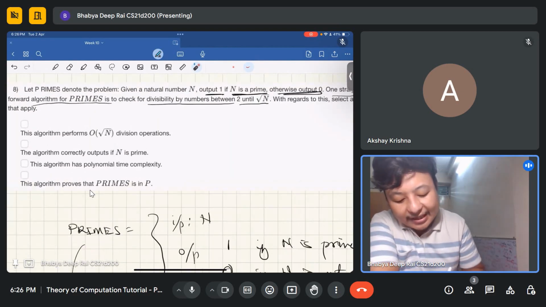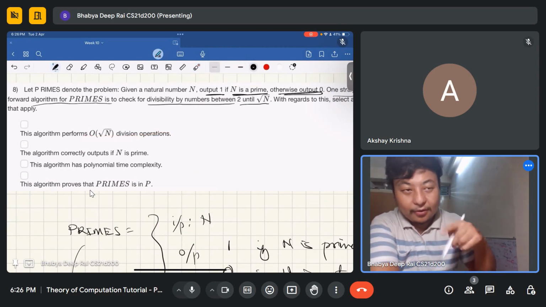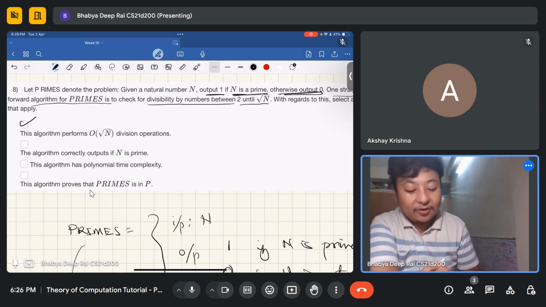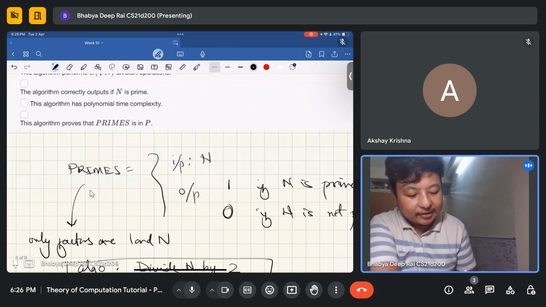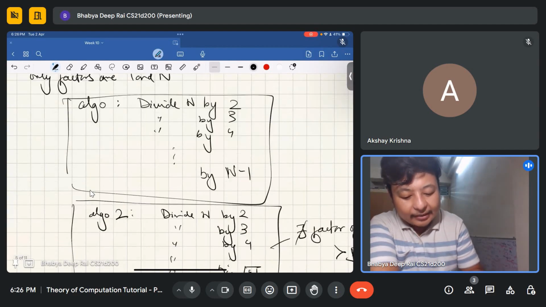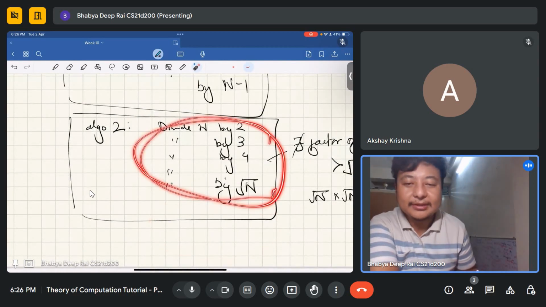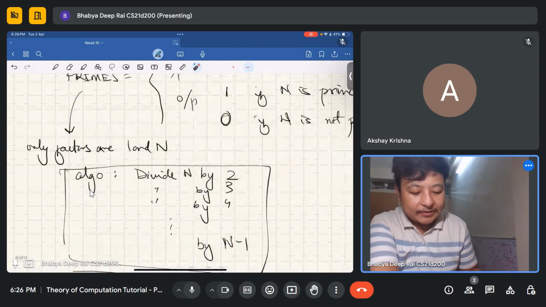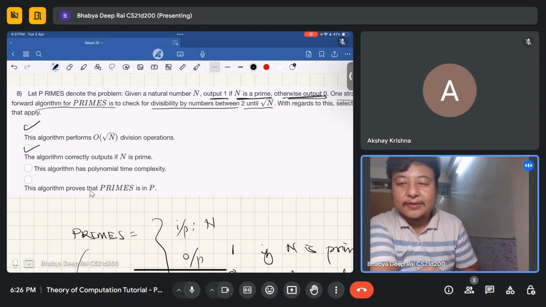So the question says the algorithm performs order root n many division operations. This is true. We divide order root n many times. We are only going till root n, right? The algorithm correctly outputs if n is prime. This is also true, because we just saw that any number that is after root n is a multiple of some combination of these. So going until root n is fine. We are happy with it. So the algorithm correctly outputs if n is prime.